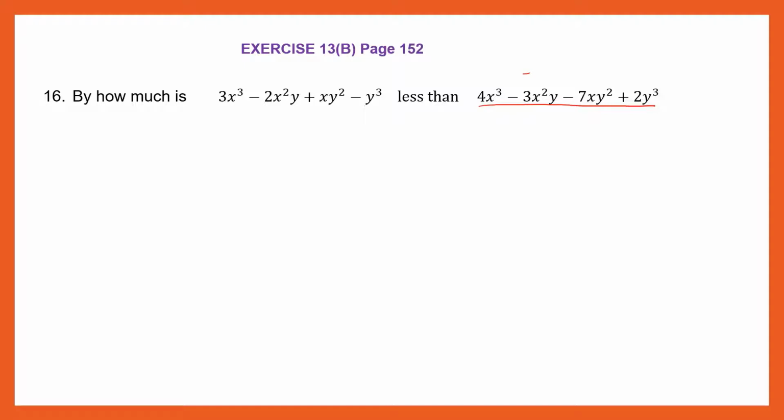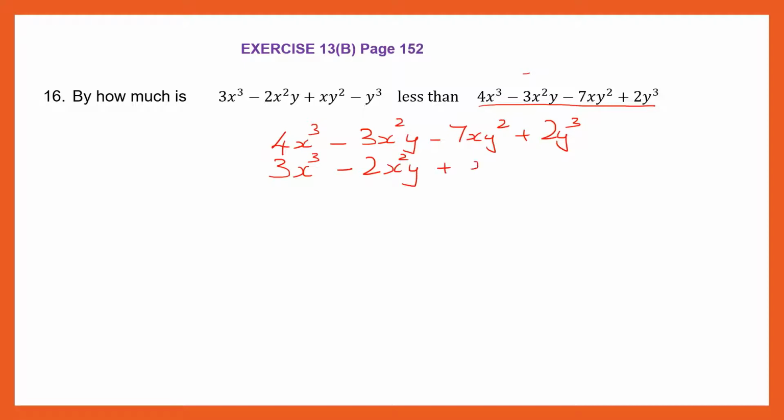So we'll start. 4x to the power of 3 minus 3x square y minus 7xy square plus 2y cube. Now let's write the other expression below this. 3x to the power of 3 minus 2x square y plus xy square minus y cube. Okay, so we have all our terms written out there.